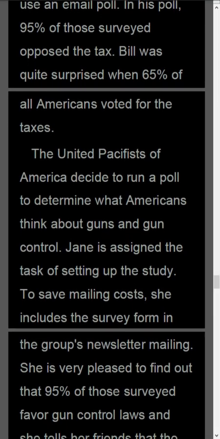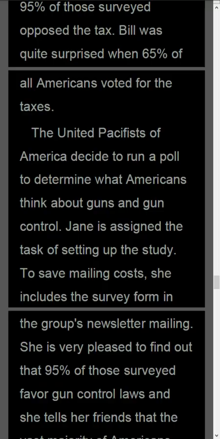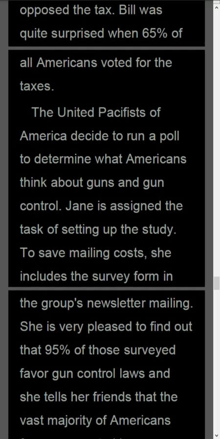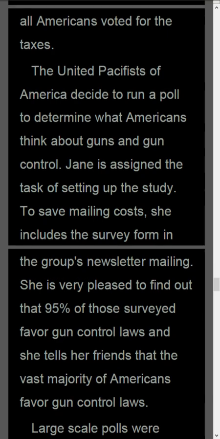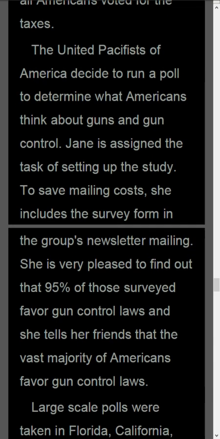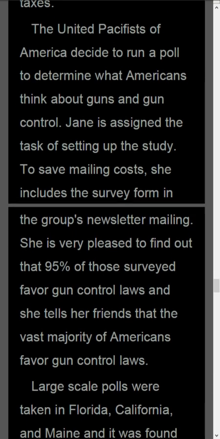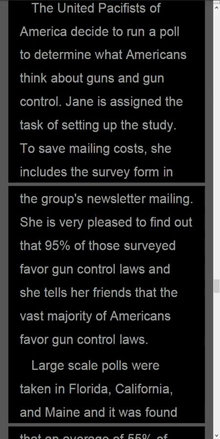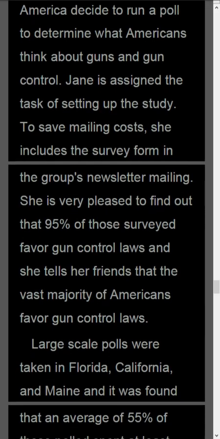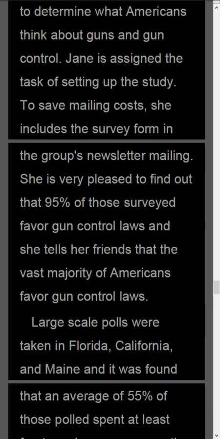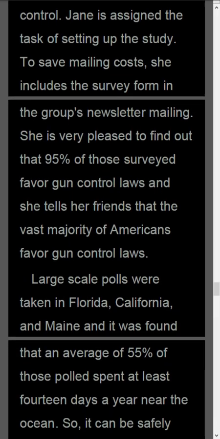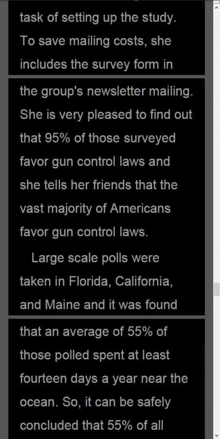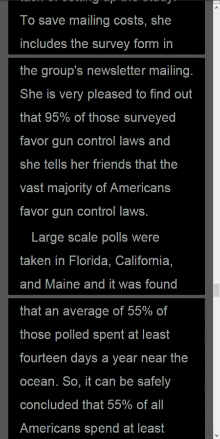The United Pacifists of America decide to run a poll to determine what Americans think about guns and gun control. Jane is assigned the task of setting up the study. To save mailing costs, she includes the survey form in the group's newsletter mailing. She is very pleased to find out that 95% of those surveyed favor gun control laws, and she tells her friends that the vast majority of Americans favor gun control laws.